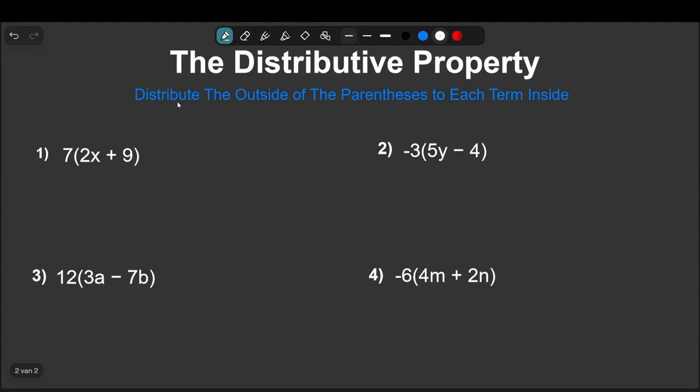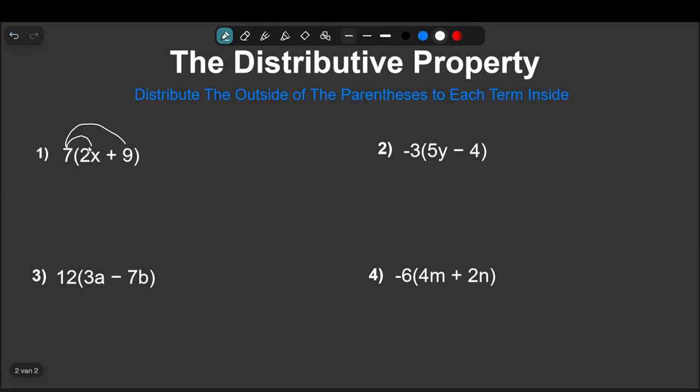So let's start with the first example where we have 7 and then inside parentheses 2x plus 9. So what we're basically going to do is, again, distribute whatever is on the outside of the parentheses to each term inside. So this just means we are going to multiply whatever is on the outside to each term that is inside. So 7 times 2x and 7 times 9. So let's do this. We can start by drawing little lines like this to show what I am doing.